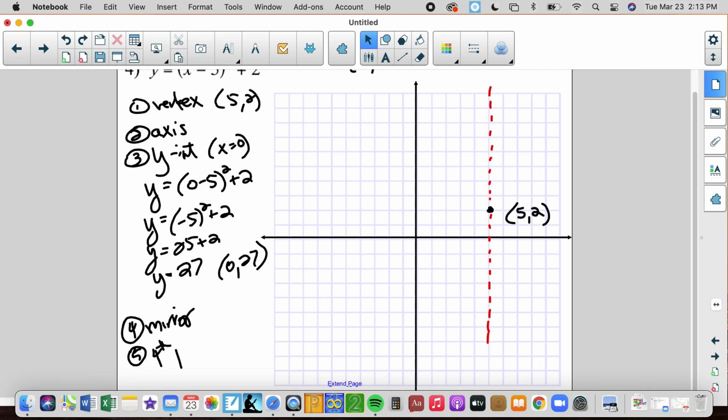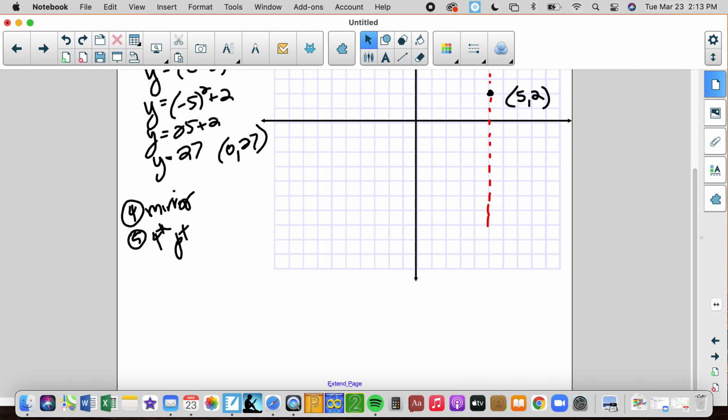4th point, what do I want to choose? So I've used 0, I used 5, I used 10. I know 1's going to be way up there. Let's use 3. Yes. Let's do x equals 3. Why did I pick 3? I just picked it because it's a random number. It's close. It's not 4, which would have been really close. 3 is sort of in the middle, give it a better shape.